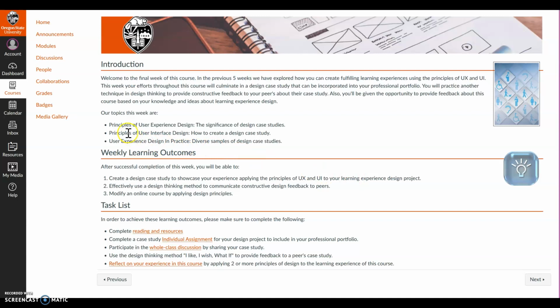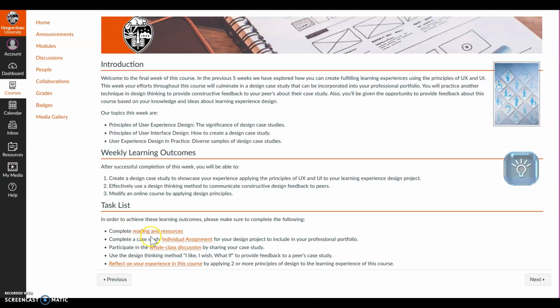As you've seen through the course, we've spent time each week on the principles of user experience design, the principles of user interface design, and user experience design in practice. This week we will really be spending our time on the significance of design case studies, how to create a design case study, and giving you samples of design case studies. You will have various activities that will allow you to develop your own case study to showcase your experience here in the course, and possibly you'll use it, hopefully you will, going forward in your profession and practice.